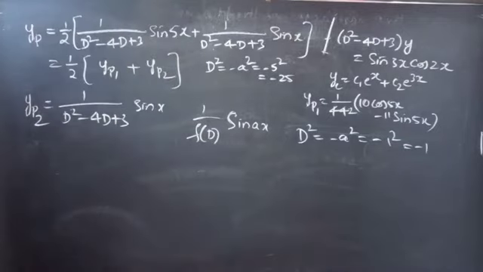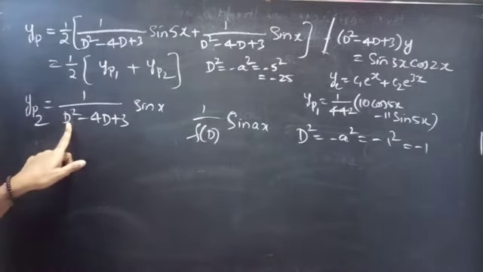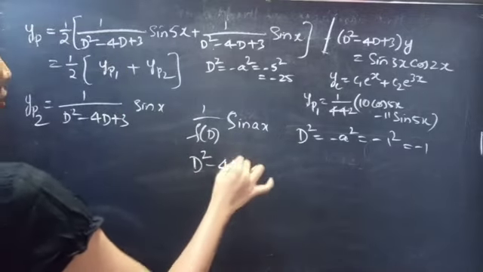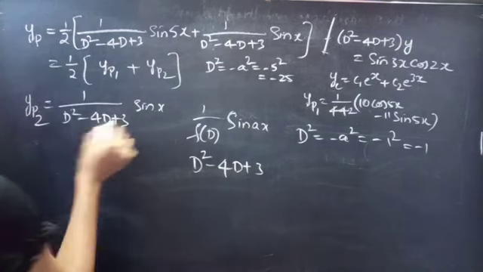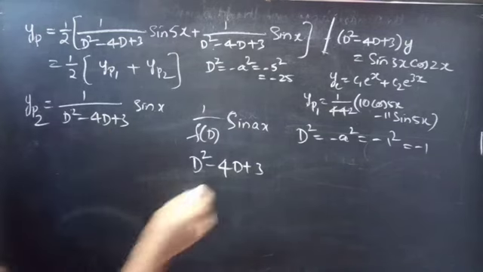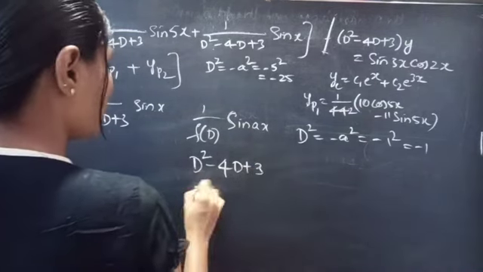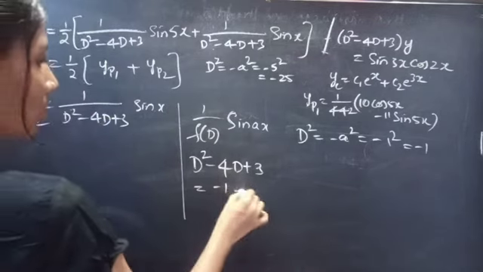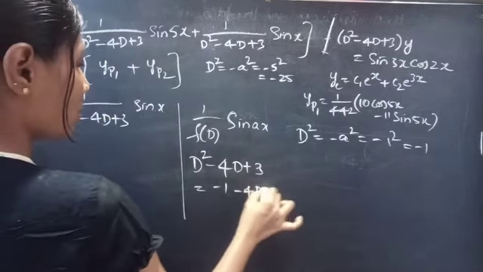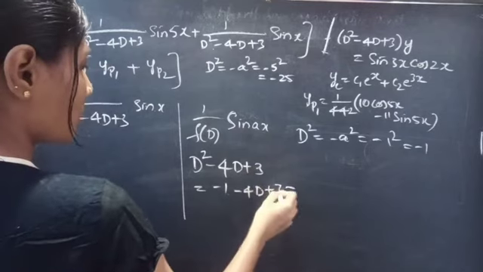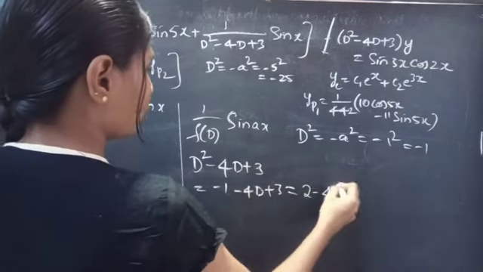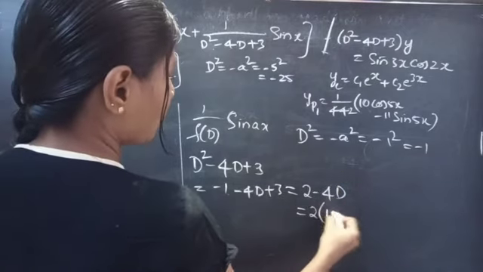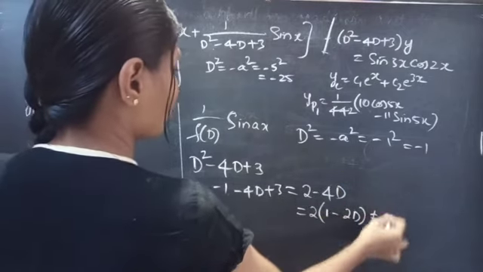Now, let's see what happens by replacing d square by minus 1. For f of d, the denominator must not be equal to 0. Okay, you should get the denominator not equal to 0. So now we are going to replace d square by minus 1. Then we'll get minus 1 minus 4d plus 3, which is equal to minus 1 plus 3 is 2 minus 4d. Now we can take 2 common, right? We'll get 2 times 1 minus 2d, which is not equal to 0.